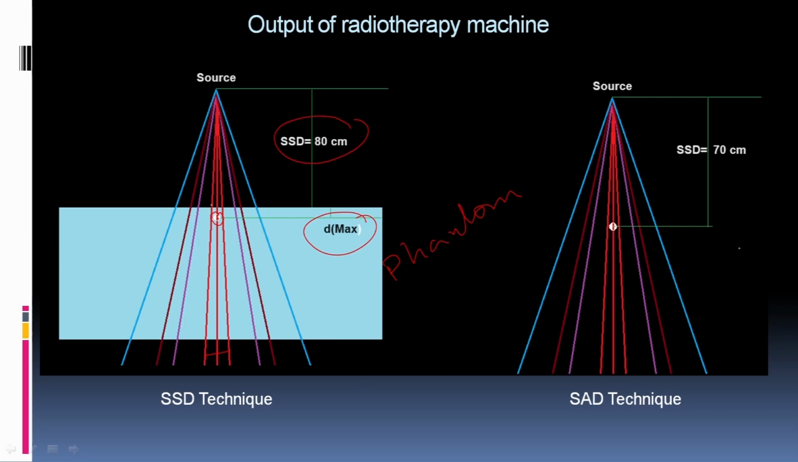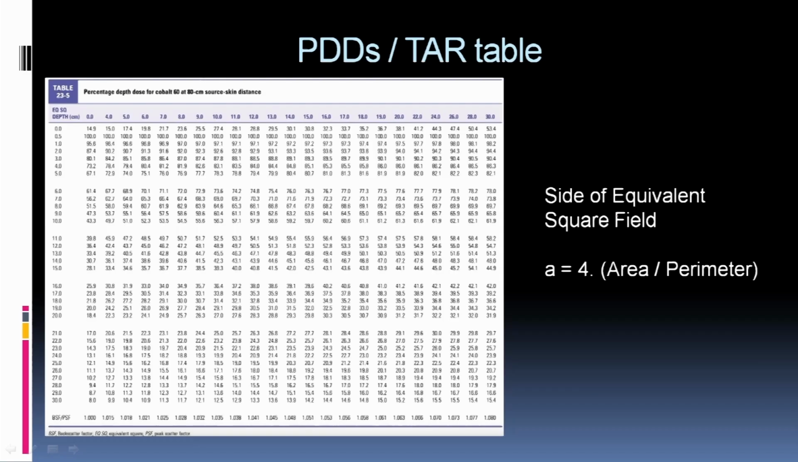Now for the SAD technique, we have to measure in the same type of situation. We have to measure the dose at the SAD distance of 80 centimeter, and this measurement is done for almost all the field sizes. These are the different field sizes at which we measure the output. We have to measure this output and keep it in a table. Now this is the percentage depth dose table, and we have a similar tissue air ratio or TAR table.